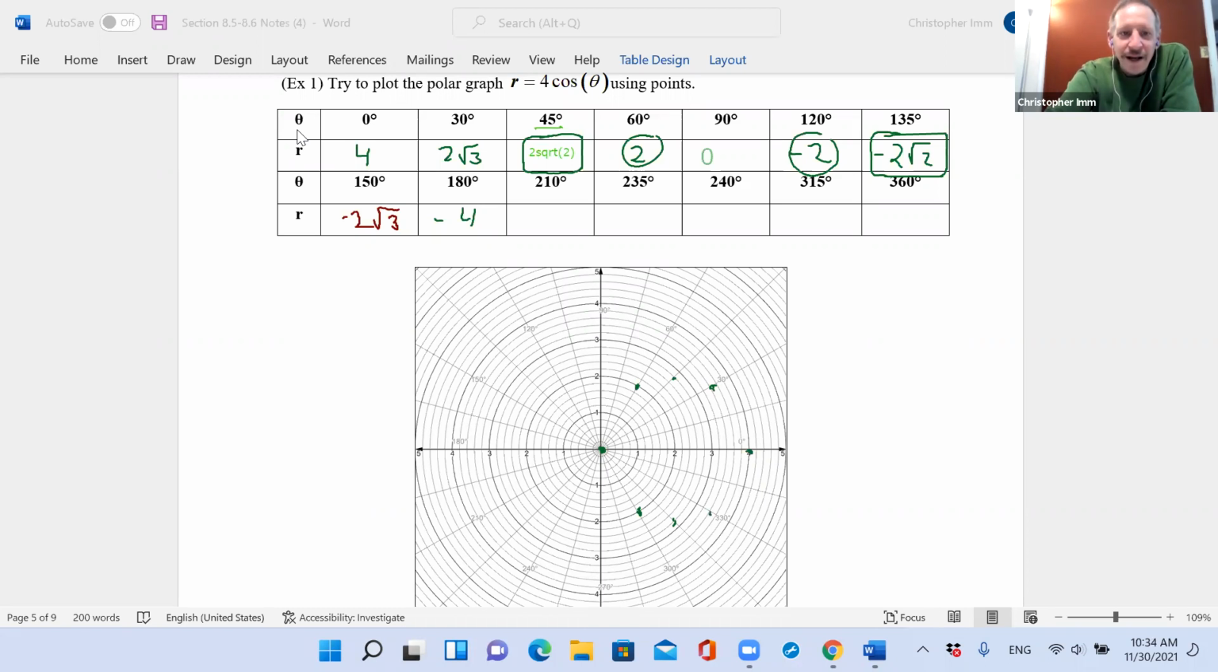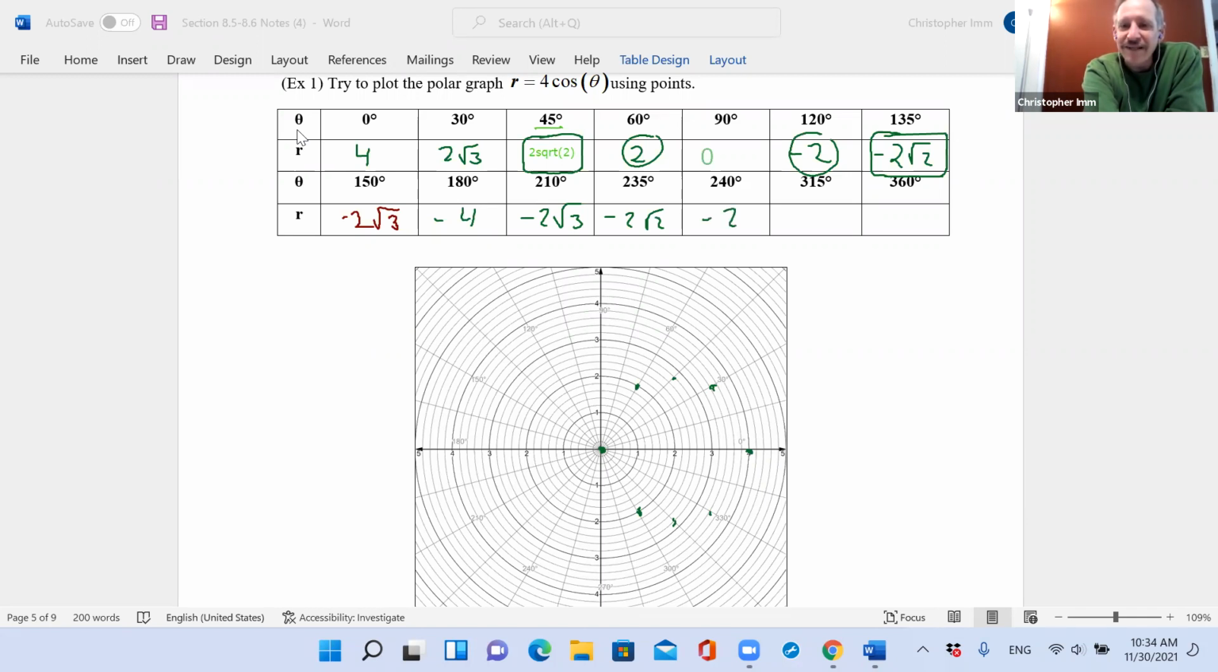And then at 180, I plug in and I go back to -4. So I'm guessing that if I kept going here, so 210, that I'm just going to get these same sort of values out. It's just going to keep revolving around the circle. So 210 would be equivalent to 30, but it's going to be negative. 235 is going to be equivalent to 45, but it's negative. So my claim is 240 is going to be the same as 60, but it's negative.